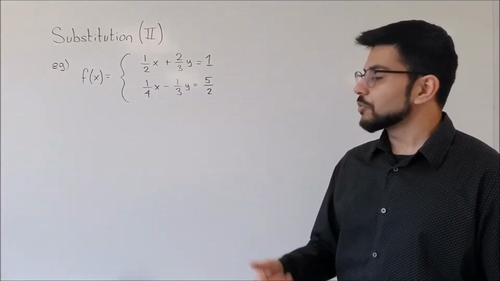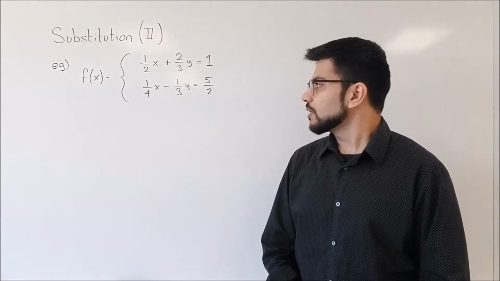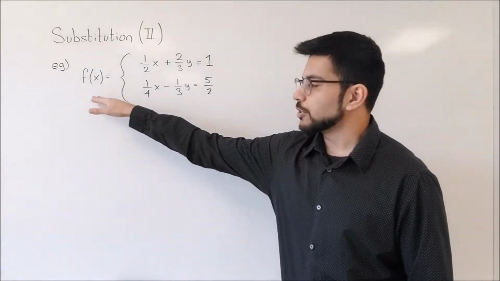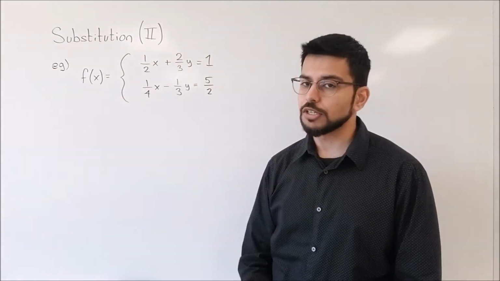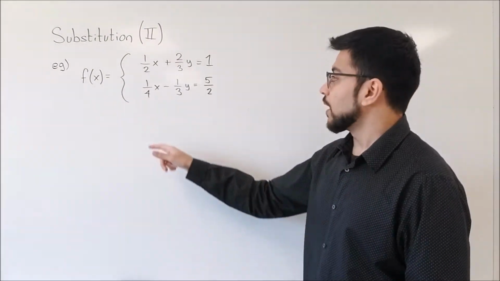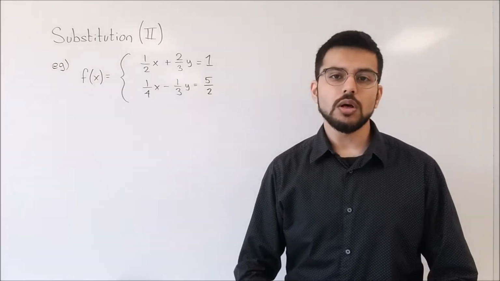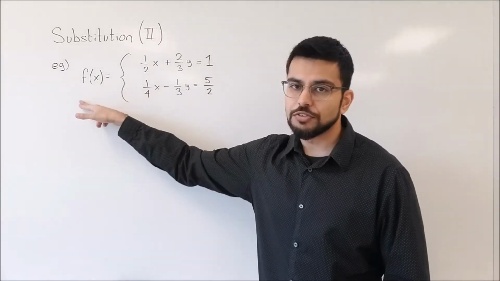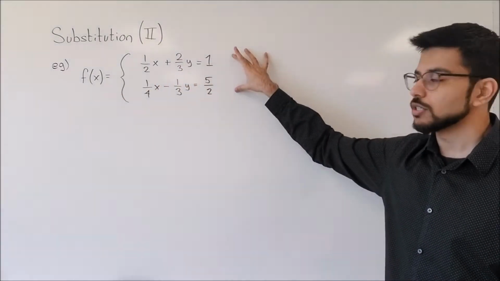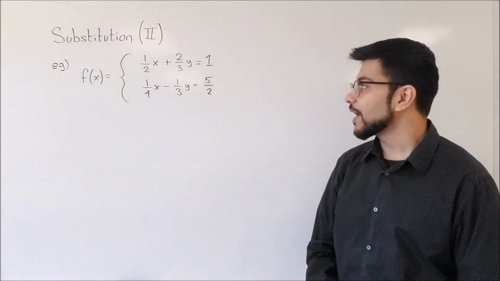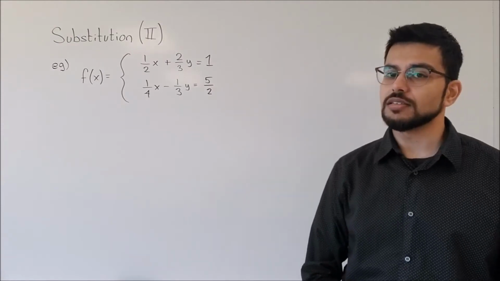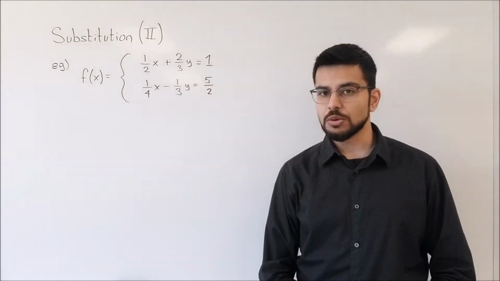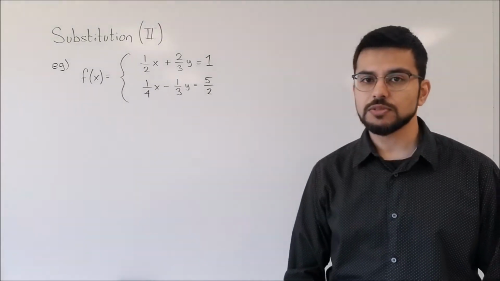So we're going to work with an example, you could see some sort of function like this one here. If there's a system, you'll see the function symbol, whether it's f of x or some other function like g of x, h of x, whatever. And then you'll see an open brace and all of the equations that are part of that system. So in the system of f of x, I have these two equations. The first one is 1/2 x plus 2/3 y is equal to 1. My second is 1/4 x minus 1/3 y is equal to 5/2.